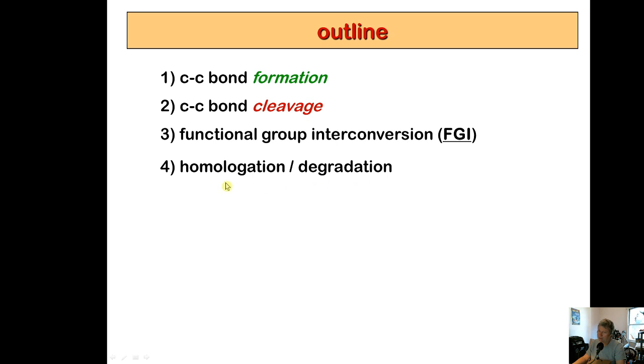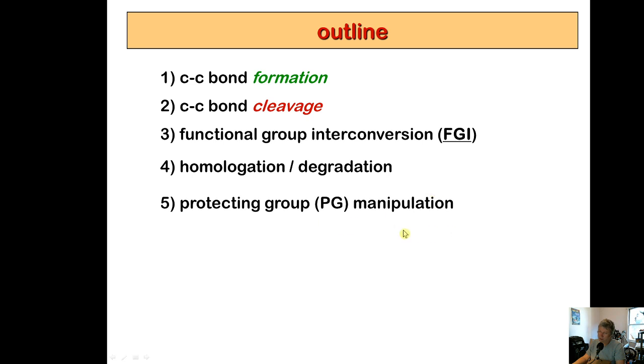Homologation and degradation. Some of these will be a little redundant with other things, but homologation and degradation is kind of its own category. Homologation means adding 1 or 2 carbons to a molecule. Degradation means loss of carbons. Homologation would typically be an example of CC bond formation, and degradation would be an example of CC bond cleavage. So there's a little bit of overlap here, but I like to reiterate homologation and degradation in its own little section.